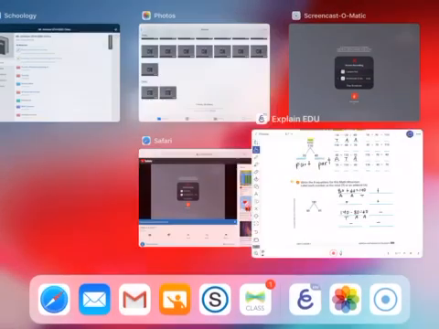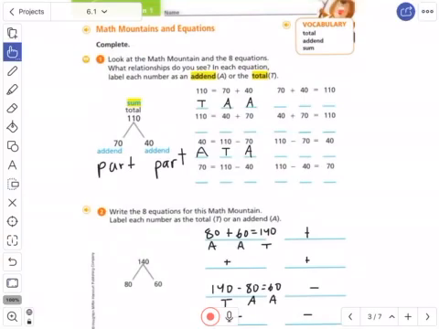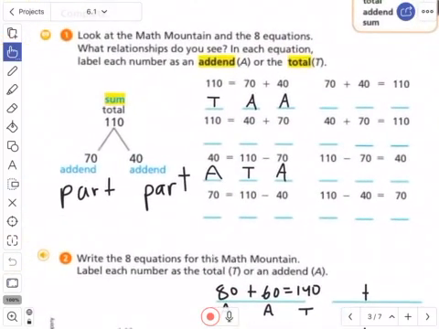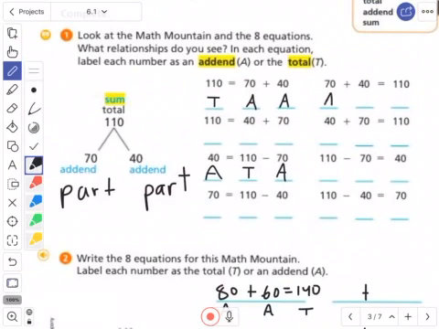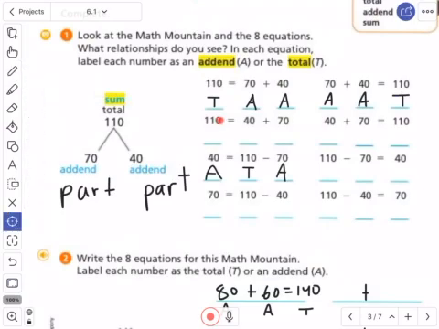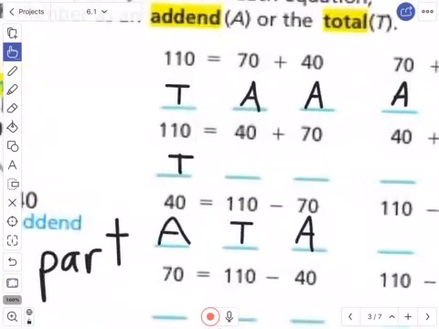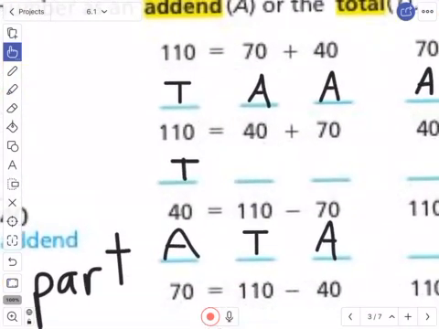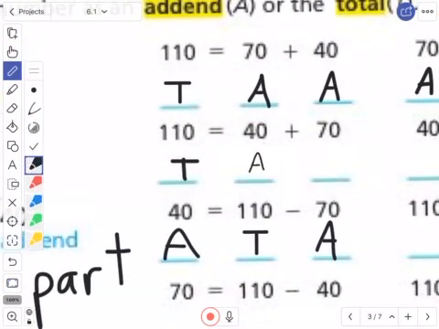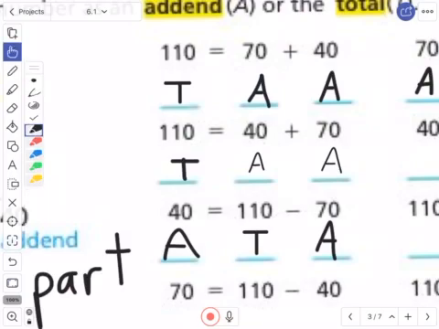Okay, we're back. Gonna check our thinking up top first. So this one part we were just either writing addend or total. Well, I know that the 70 is an addend, 40 is an addend. You put those two together to get your total of 110. This next one right here, well, the 110 is just a total, and the 40 is an addend, and the 70 is an addend.